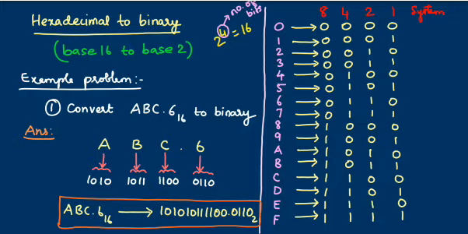What is the binary equivalent of A? 1010. It is there in the right hand side. Just see. What is the binary equivalent of B? 1011. What is the binary equivalent of C? 1100. What is the binary equivalent of 6? 0110. Then we got directly the binary equivalent of ABC.6. What is the binary equivalent value? 1010, 1011, 1100.0110. This is the binary equivalent of the given hexadecimal number.